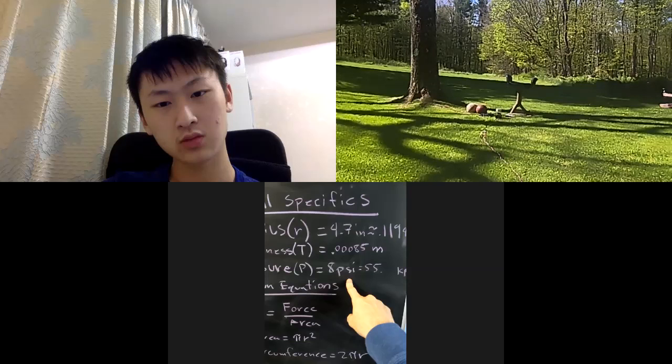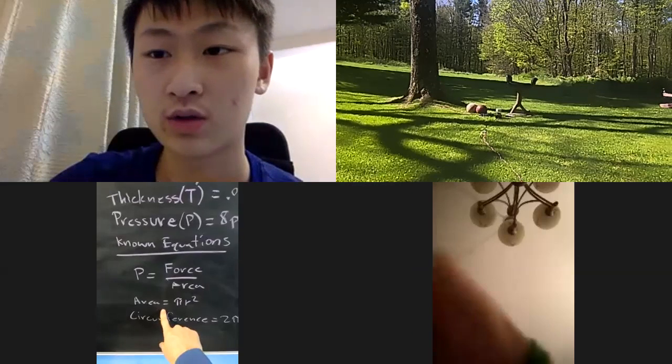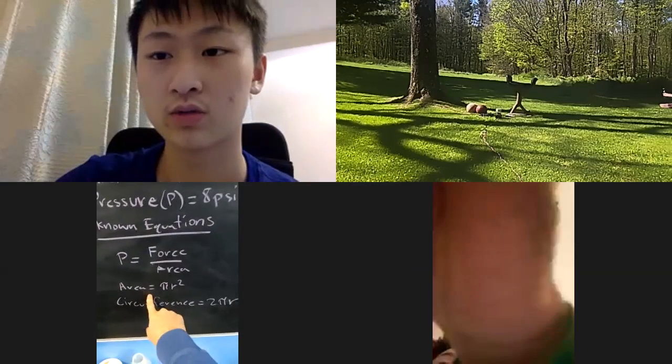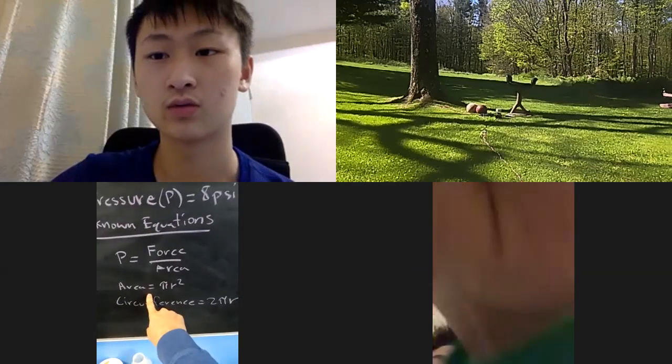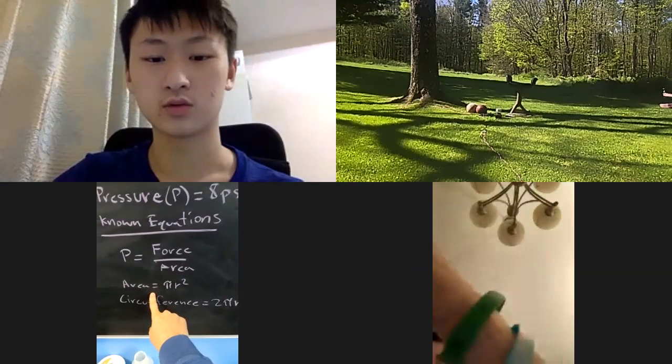So what was used in the versions. These are the equations that we know. This is the one that you guys are familiar with, and this is also an equation you should know. Area equals pi r squared.